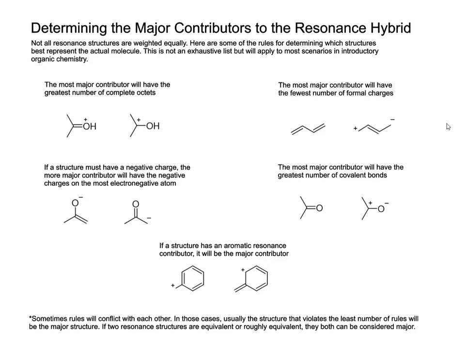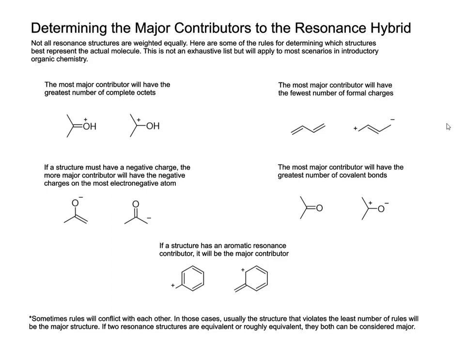Now that we know how to draw resonance structures, being able to determine the major contributor to the resonance hybrid is important. That's because not all resonance structures are weighted equally. Here are some of the rules for determining which structures best represent the actual molecule. This is not an exhaustive list, but will apply to most scenarios in introductory organic chemistry.